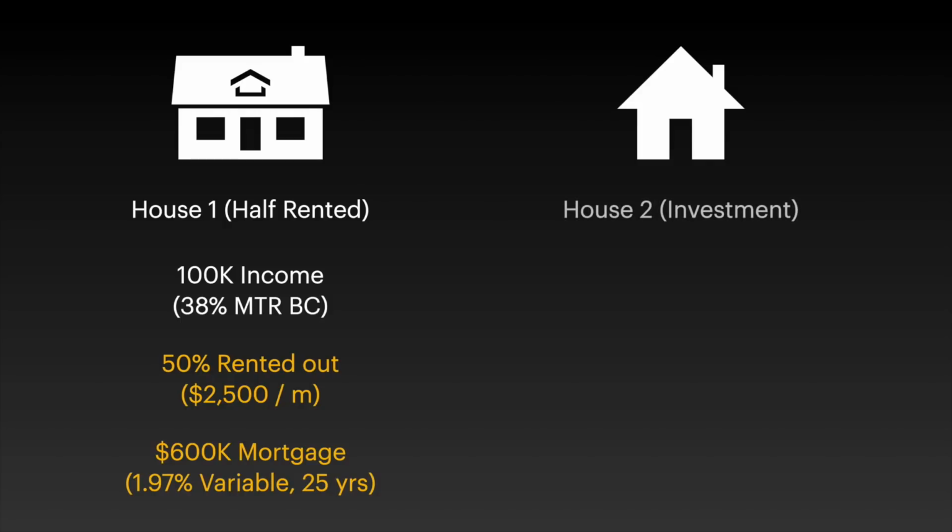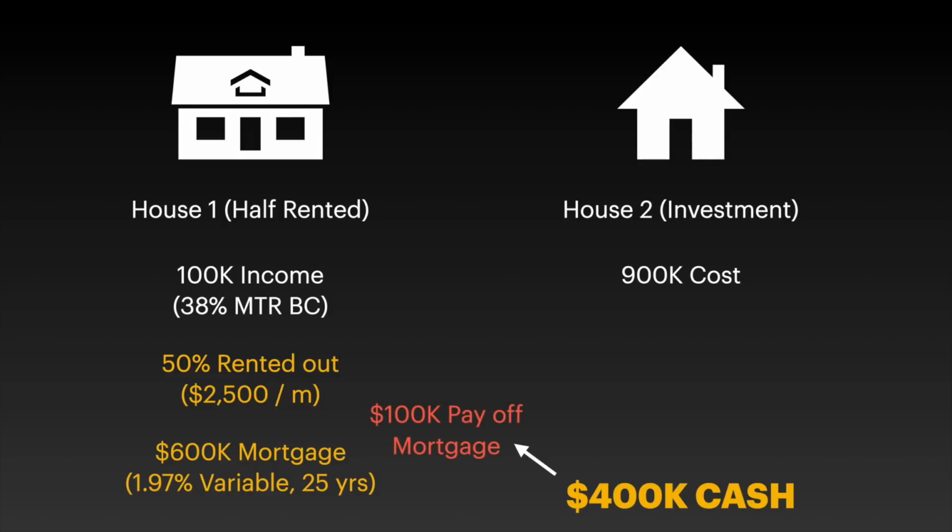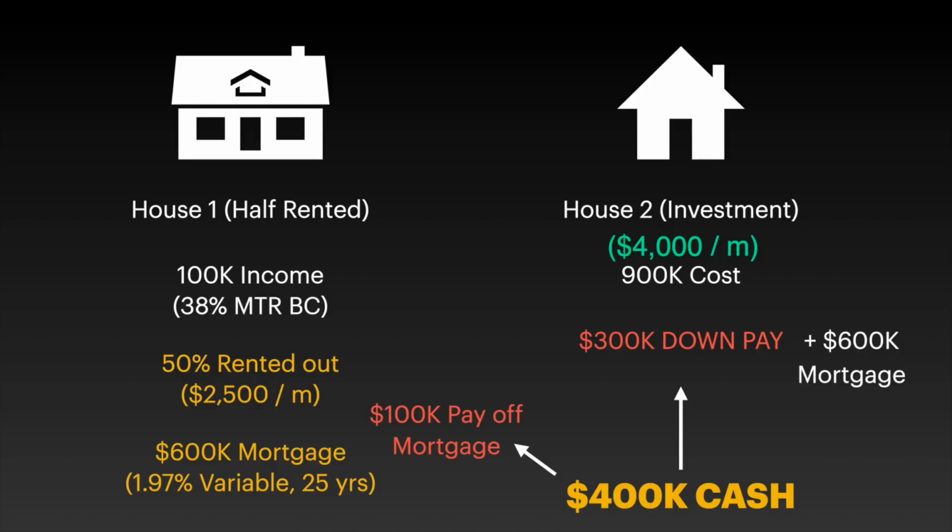They're looking to buy an investment home for a $900K budget. The original plan: because they have $400K cash on the side, they were going to put $100K towards their first home, pay down the mortgage to $500K, and the other $300K will act as a down payment for the second home. Then they will borrow $600K on top. The estimated rent after the second home is bought will be about $4,000 a month.